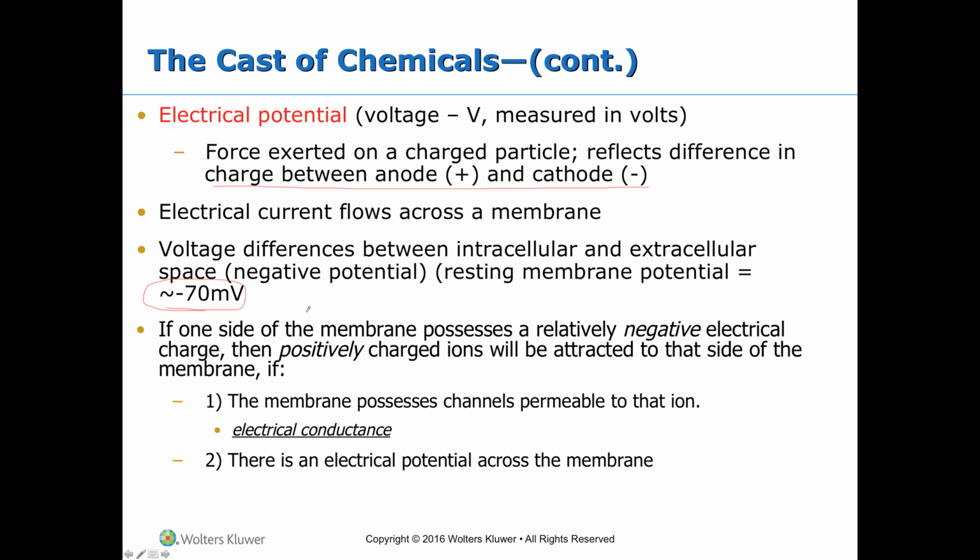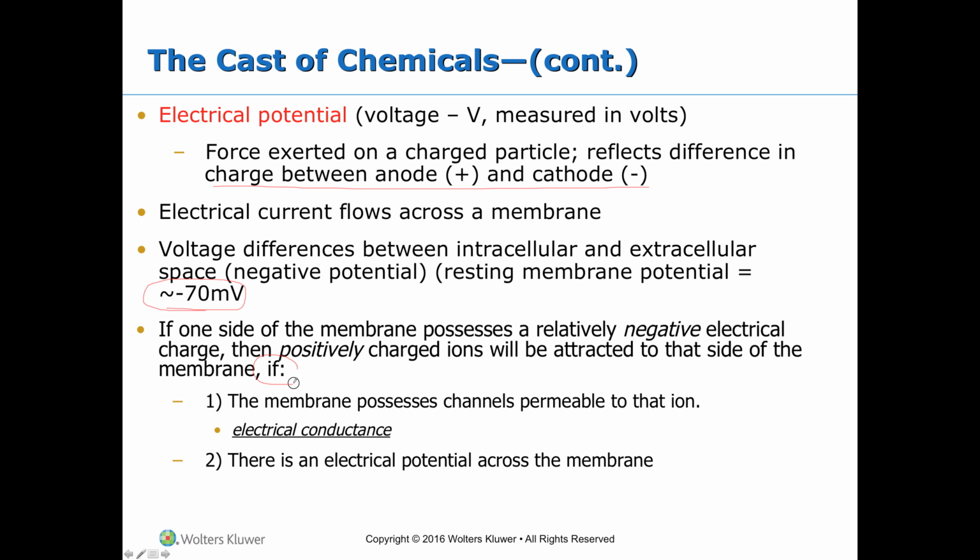If one side of the membrane possesses a relatively negative electrical charge, then positively charged ions are going to be attracted to that side because opposite charges attract. So let me just say that one more time. If one side of the membrane, so let's say the inside of the membrane, has a relatively negative charge, then positively charged ions are going to be attracted to it.